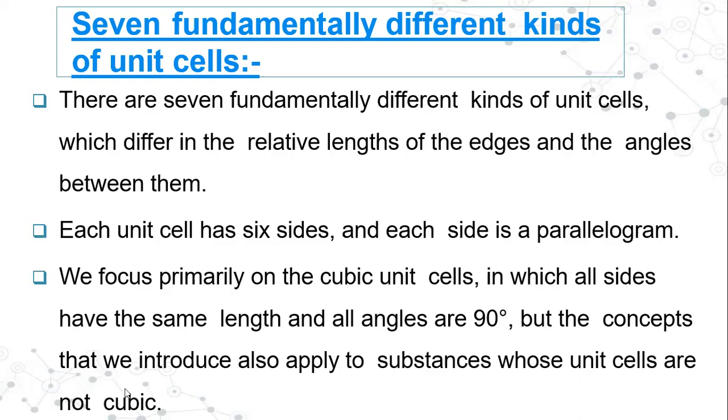But the concept that we introduce also applies to substances whose unit cells are not cubic. So the first one, simple cubic, is cubic in structure, and the other structures are not cubic in structure. So these unit cell shapes are not cubic. Let's see this.